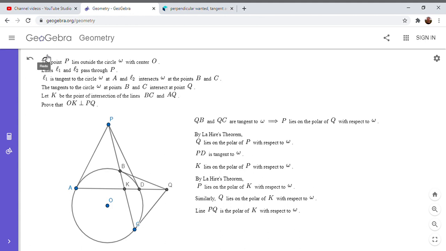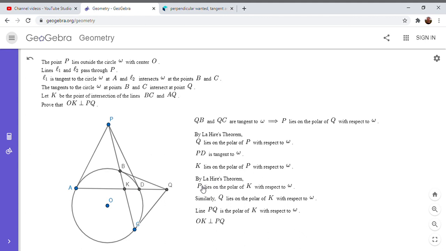And therefore, by definition of polar, it has to be perpendicular to OK, which solves the problem. It also has the property that if you take the distance from the line PQ to point O and you multiply it by the distance from K to O, it's equal to the radius squared. But we don't even need that fact. We just need the fact that the line PQ is perpendicular to OK. And that solves the problem.